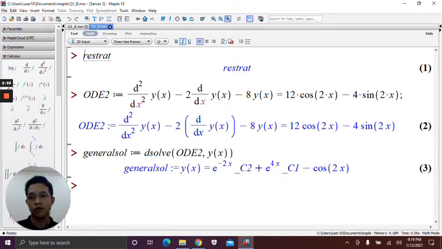To do it, we type the general solution: generalSOL := dsolve(ODE2, y(x)). And we get the general solution y(x) = e^(-2x) C2 + e^(4x) C1 - cos 2x. The answer for both questions is the same as the manual one that I have already completed. That is the answer from Maple for question 1A and B, and thank you.